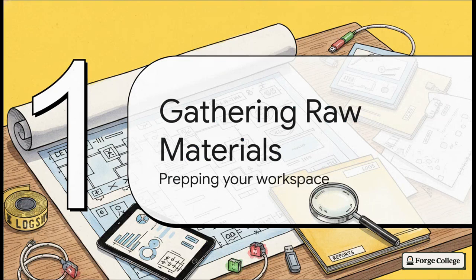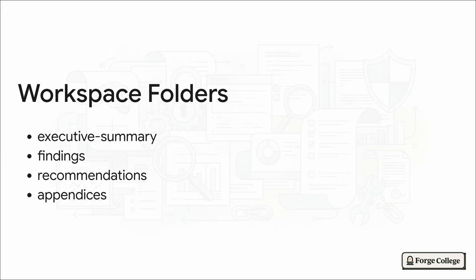Step 1, gathering your raw materials. Look, before you even write a single word of your report, you've got to set up a totally clean working directory. Your audit plan, your evidence checklist, and those initial debug reports must be housed perfectly into these specific organized folders: executive summary, findings, recommendations, and appendices. Honestly, think of the appendices as this secure, dark green steel vault for your proof of concepts and raw logs. Getting all this organized right now prevents massive, massive headaches later on.